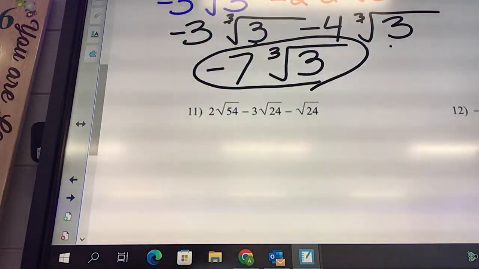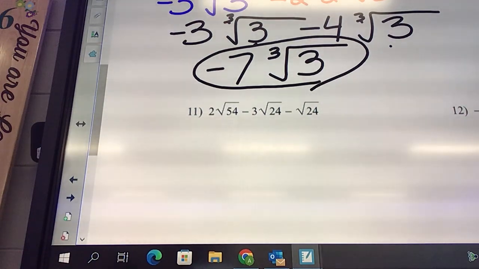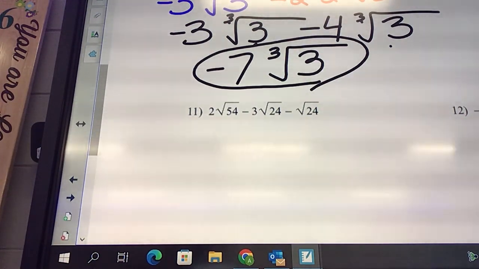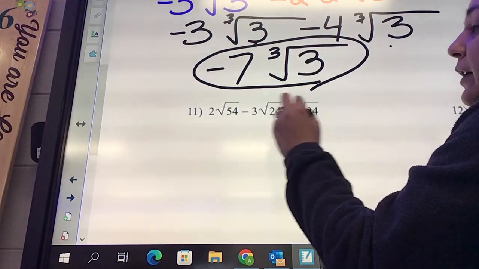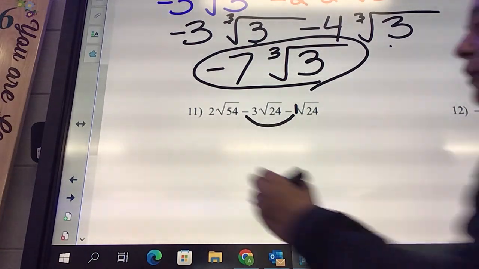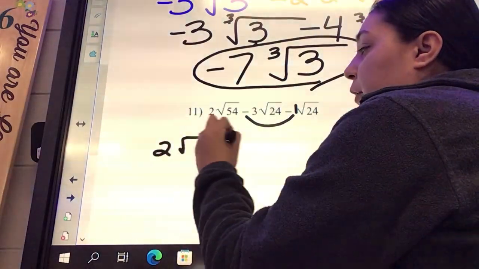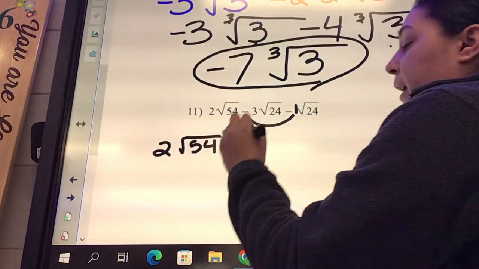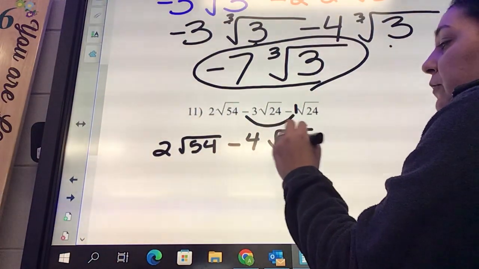Okay, number 11. Is there anything we're able to combine? The two 24s, okay? And we can put a 1 right here. Okay, so we can combine these. What is negative 3 minus 1? Negative 4. So you're going to have 2 square root of 54 minus 4 square root of 24.